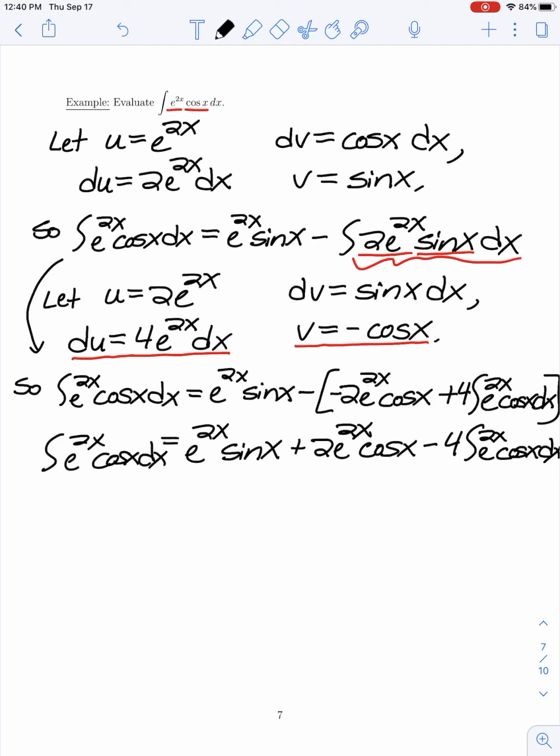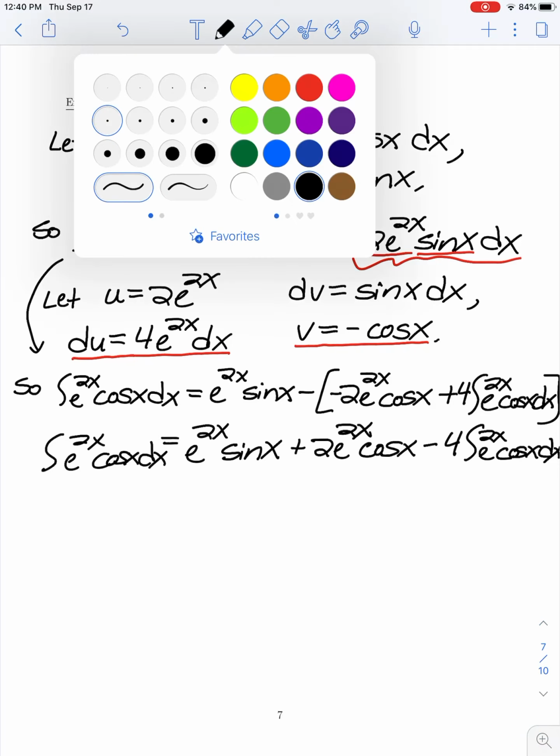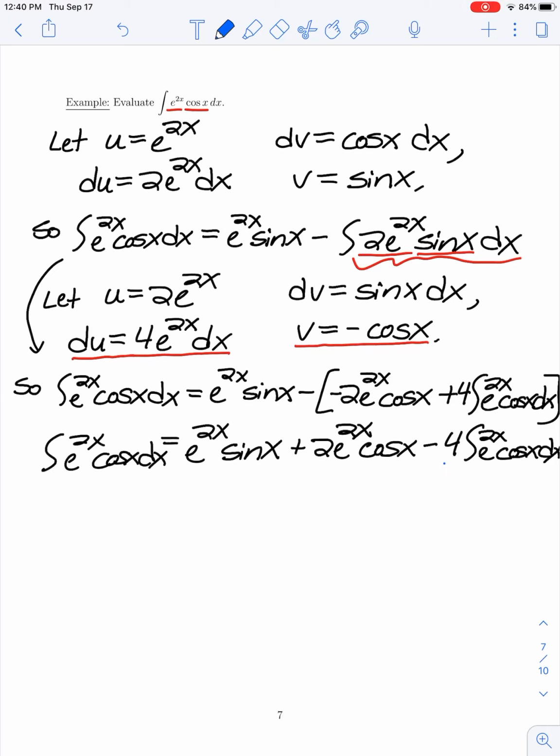So after I apply integration by parts a second time, I'm left with this new integral, which would be the integral of e to the 2x cosine of x dx, which is a product of two functions, an exponential and a trig function, so it can't be simplified. So we could try integration by parts again, but you might notice at this stage in the problem that this integral I have down here, the integral of e to the 2x cosine x dx, is exactly the integral that we started with.